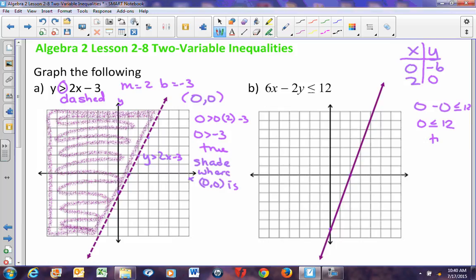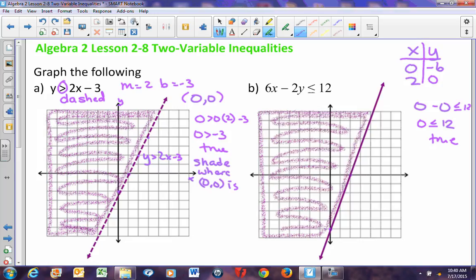That's true, so I'm going to shade where the 0 is, which in this case happens to be above the boundary line. Hence why you need to be very careful and not make assumptions that can get you into trouble. Remember, this is not written in y equals form, so you can't use the, oh, it's less than, so it's below thing, because it's actually greater than. Last but not least, label your equation, 6x minus 2y is less than or equal to 12. And you have your problem inequality.